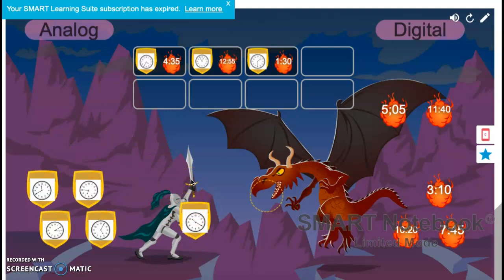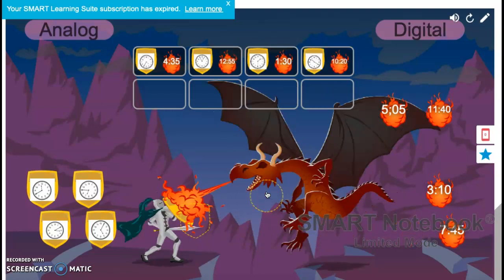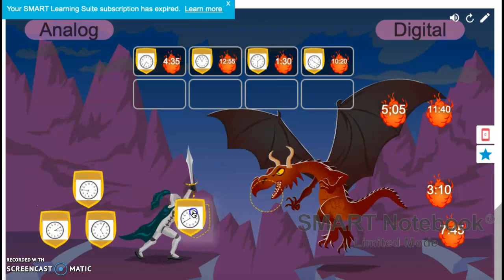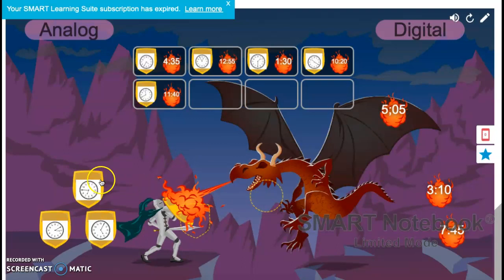The hour hand is between the 10 and the 11, so I know it's 10 something. I'm looking at my fireballs. It's got to be 10:20, but let's look at the minute hand. It is on the 4. 4 times 5 is 20, so that does work. Next one, the hour hand is between the 11 and the 12, so I know it's 11 something. The minute hand is on the 8. 8 times 5 is 40, so it's 11:40.